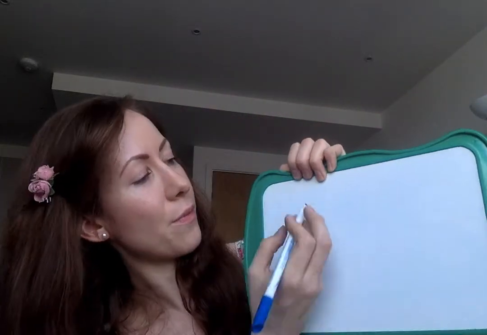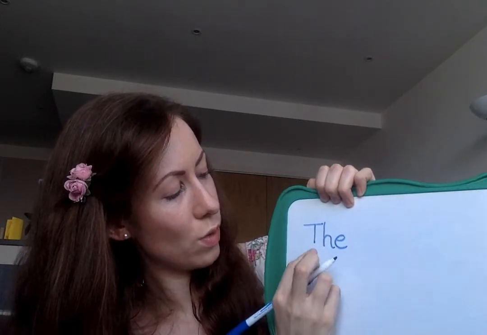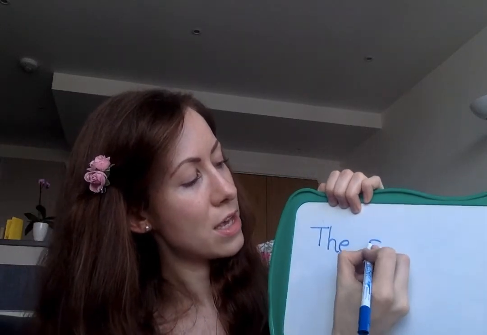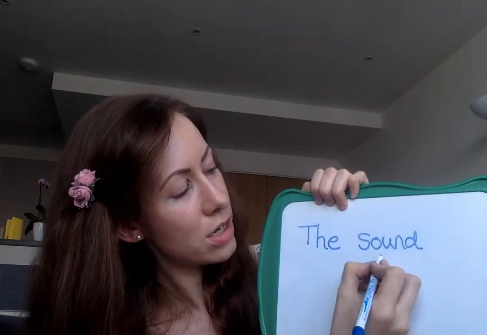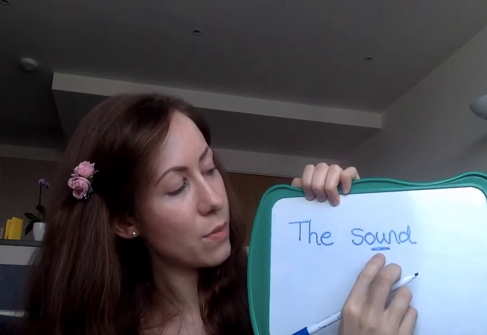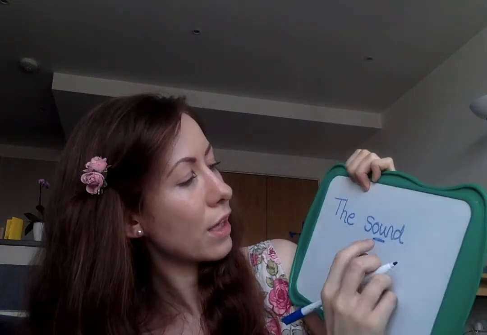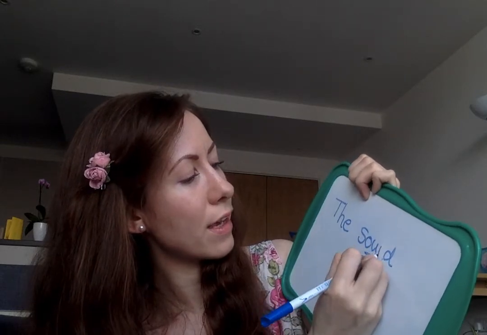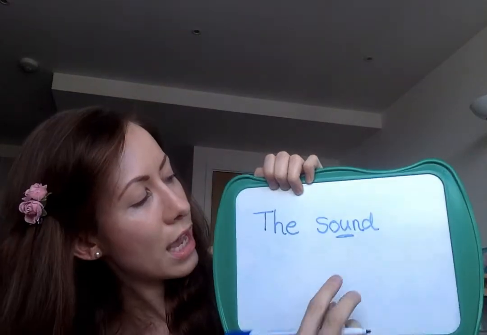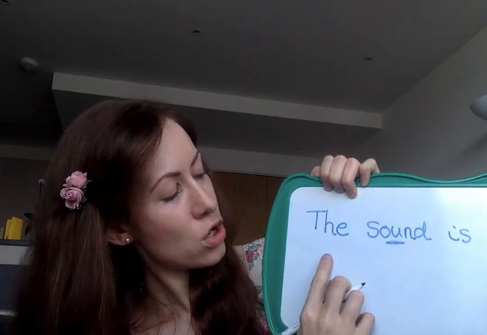Let's look at it together. The, capital letter. Always. The, finger space. S, ow, nd. There's our digraph. See, we're using it in the middle of a word, so we're using this digraph. Okay? I've got a little bit connected there, and I wasn't supposed to. Let me just write that again for you to make it clear. Okay, the sound, finger space, is too.